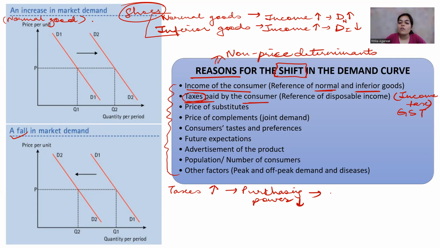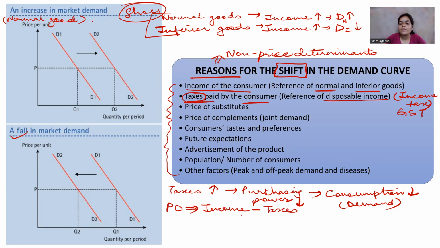If the purchasing power falls, obviously consumption will also fall. Or you can say, consumption being synonymous to demand, that means demand will also fall. Now we have a reference of disposable income. Disposable income, or you can say the personal disposable income, is equal to the income that you get from a job or from working minus the taxes that are paid to the government.